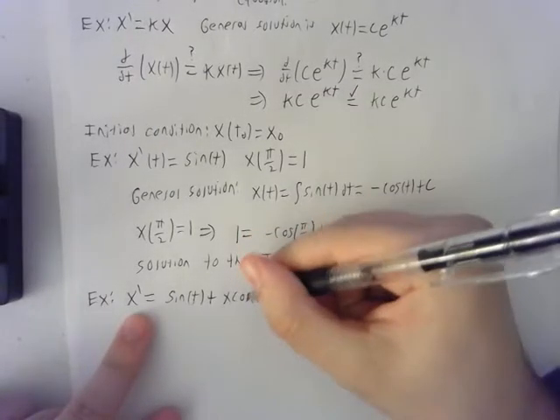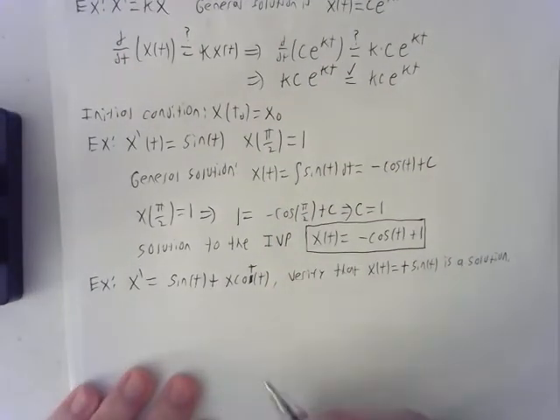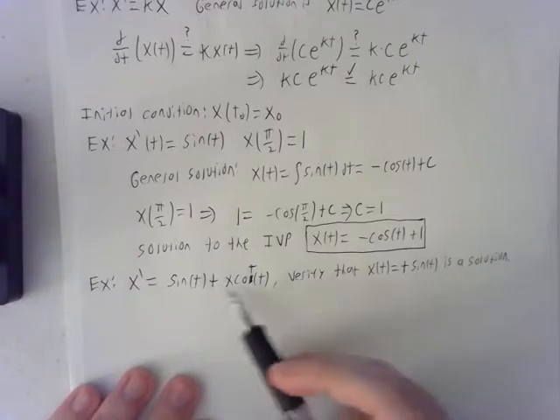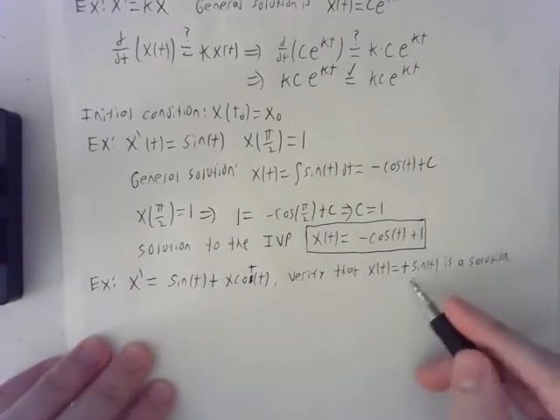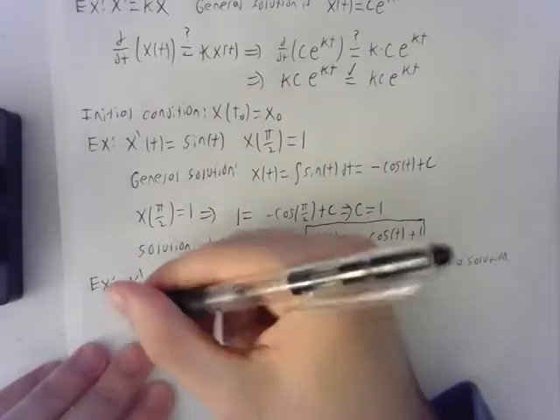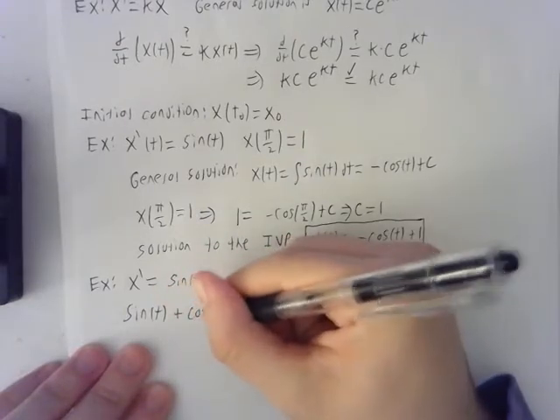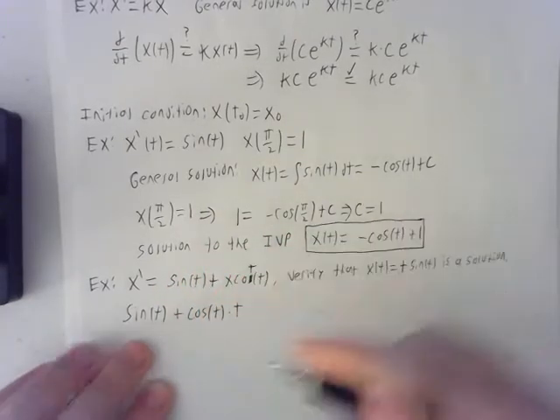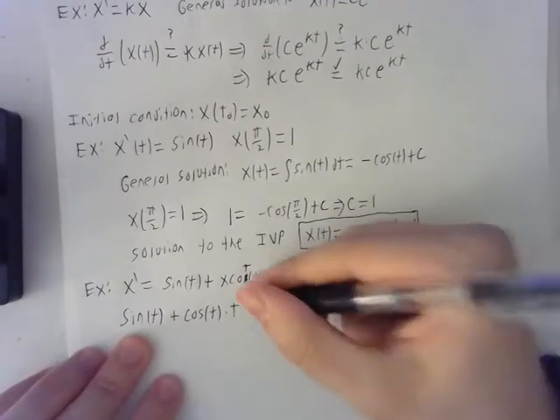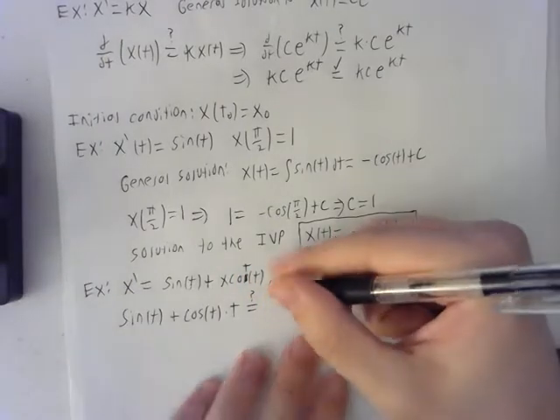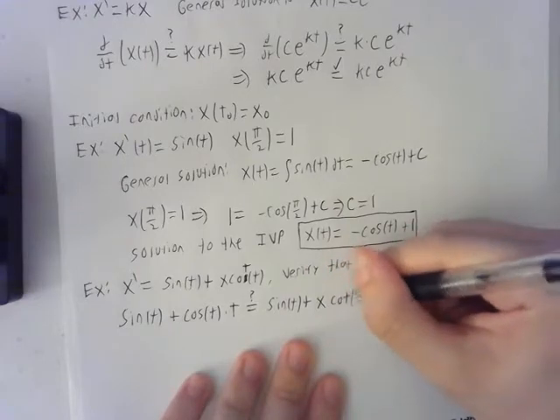Sorry, this is not supposed to be cosine, this is supposed to be cotangent of t. Okay, so now that we have this, we can try to plug into this equation and see if it works. So x prime, we need the product rule, so the derivative of t gives us 1 times sine of t, plus derivative of sine of t is cosine of t times t. So this is the left-hand side of the equation. This is x prime with this choice for x. Then the question is, is that equal to sine of t plus x cotangent of t?